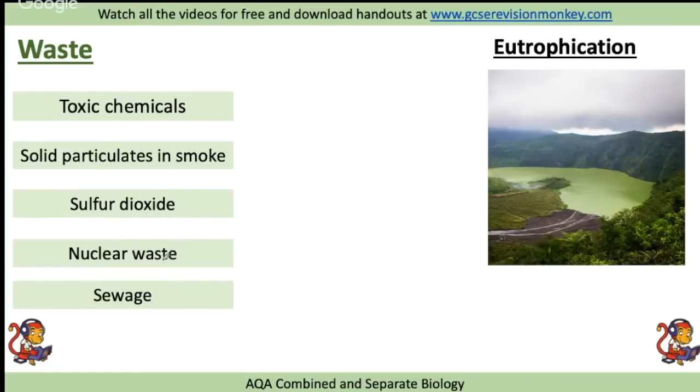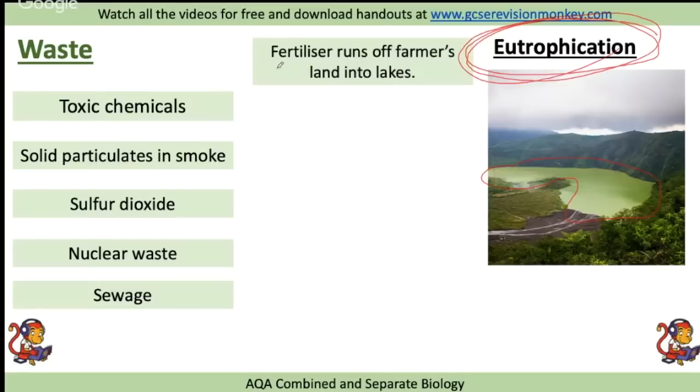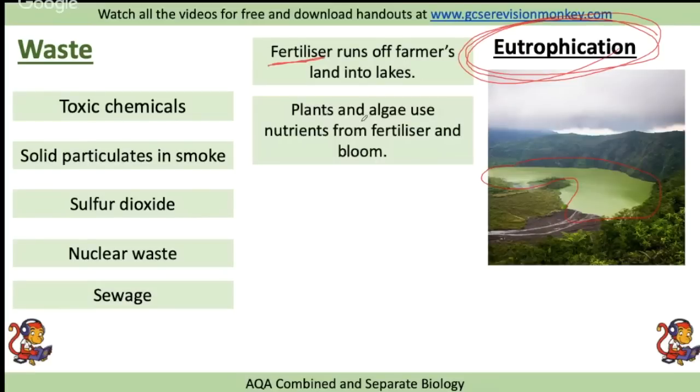Now, one of the ways that I want to dwell on, because it does come up sometimes, even though it's not made obvious in your spec, is eutrophication. So you can see here we've got a really green lake, and that green lake is covered in algae. What happens is fertilizer can run off from the farmer's land. So lots of nutrients in the soil here going into the lake or the river. The plants and algae love those nutrients, so they use the nutrients from the fertilizer and they bloom and they multiply and they cover the lake.